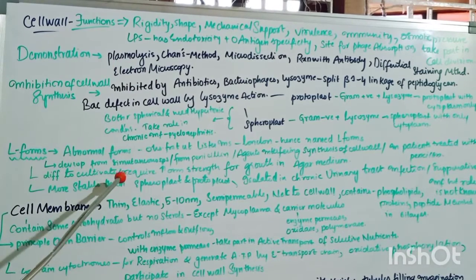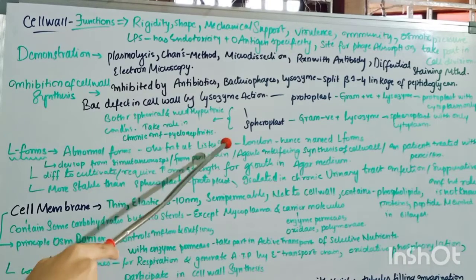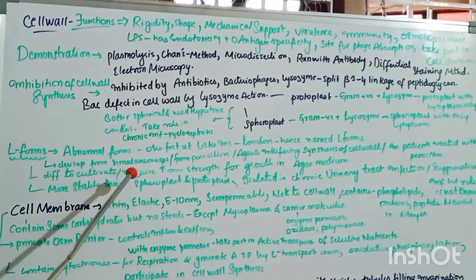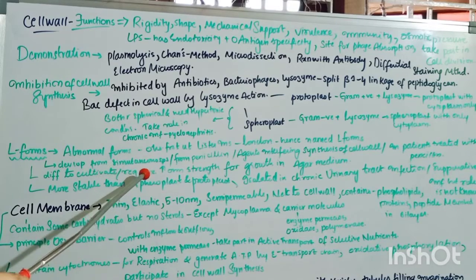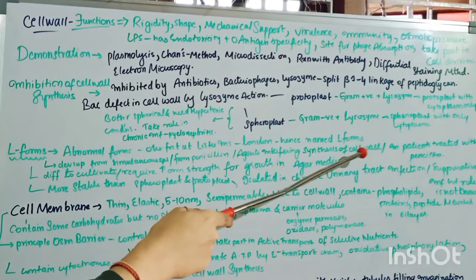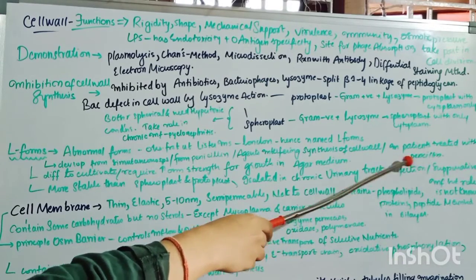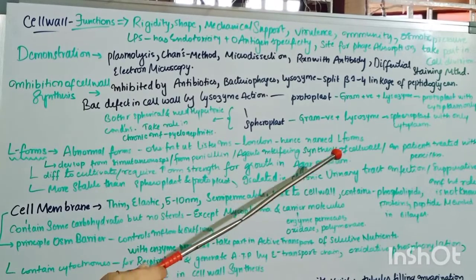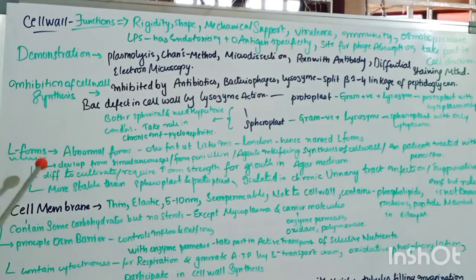Now let us see about L forms. L forms are abnormal forms which were first observed at the Lister Institute in London. So they are named L forms, as they were discovered in London. They may develop from susceptible species, or from penicillin or agents interfering with the synthesis of the cell wall, or in patients treated with penicillin. They are difficult to cultivate or require high osmotic strength for their growth in agar medium. These are a somewhat atypical type which cannot grow in normal cultures, so we need some high osmotic pressure for their growth.